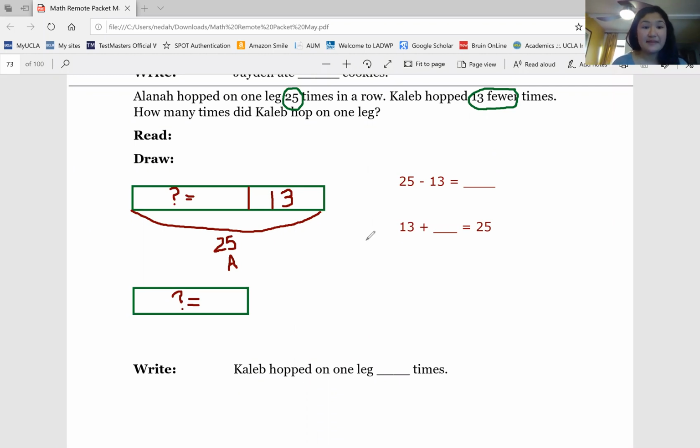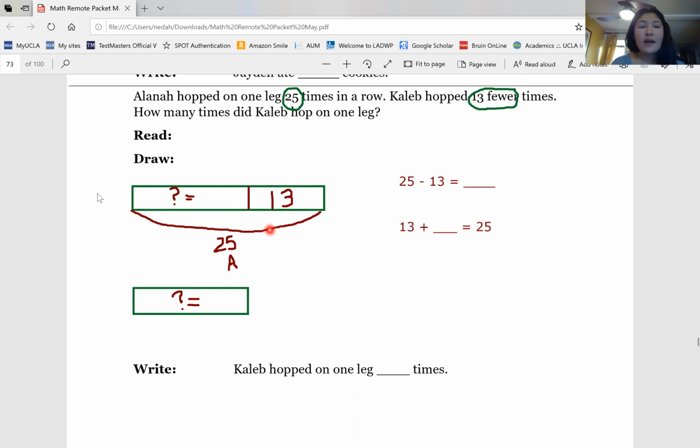To set up my double tape diagrams, first I set up one long one for Alana, because I know that she hopped more times than Caleb, especially since we know Caleb hopped 13 fewer. And her total tape diagram is equal to 25. But since we know that Caleb hopped 13 fewer, we know that Alana must have hopped 13 more than Caleb. So I drew a line right here, the same length as Caleb's tape diagram, and then I drew 13 more.